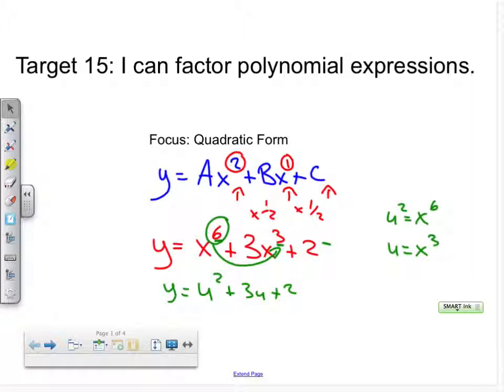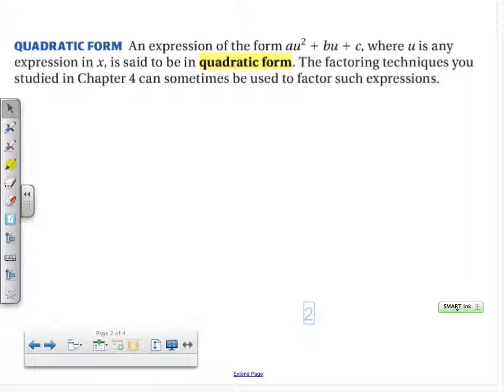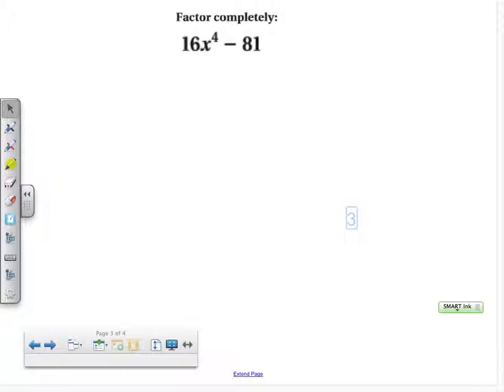So we're looking at quadratic form, we're going to factor those and simplify those, or substitute those and simplify those down. So this kind of sums it up. Quadratic form, a u squared plus bu plus c. You start at 2, it gets cut in half, and then it's gone. Anytime you can substitute down to get that.